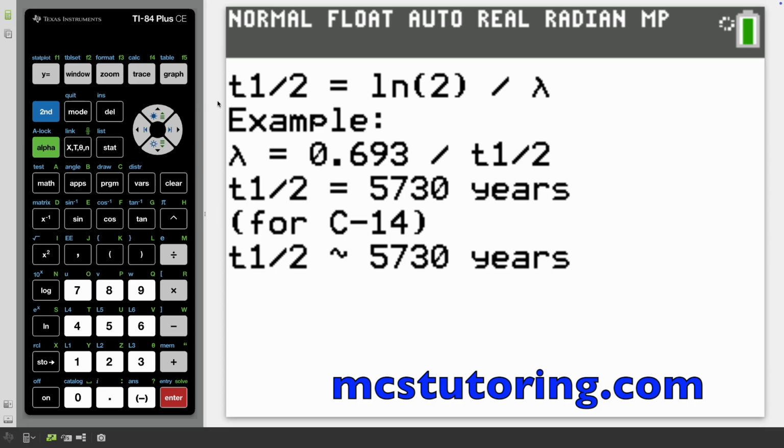So T sub 1/2 equals ln2 divided by lambda. I do know a little bit of Greek. Lambda is 0.693 over T half-life, and your half-life is 5,730 years for something like carbon-14. So 0.693 divided by 5,730, something like that.